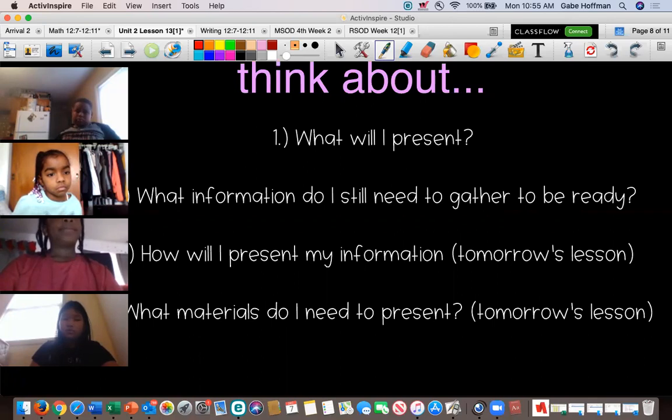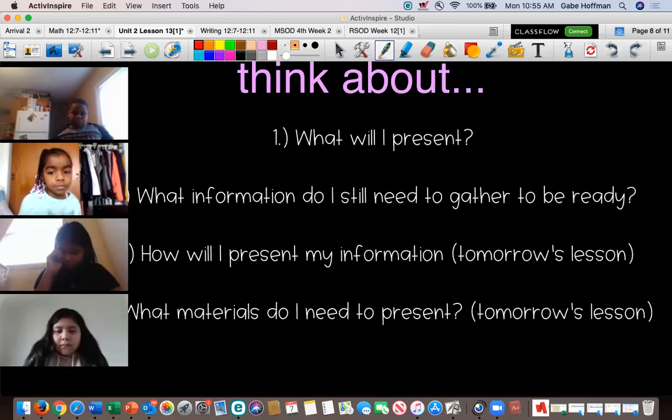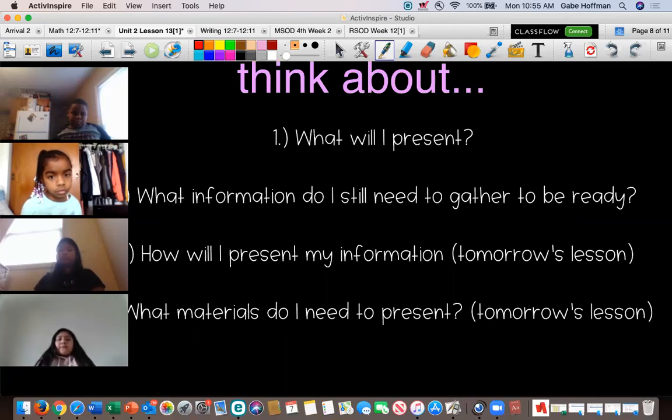And Derek, can you read number 4? What materials do I need to present tomorrow? So tomorrow's lesson, we're also going to talk about what materials. So today you're focusing on, what are you going to present? What is your main topic and 3 subtopics you're going to present? And you're going to focus on, what information do I still need to be ready to present?